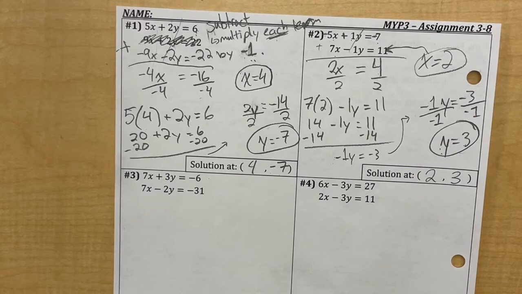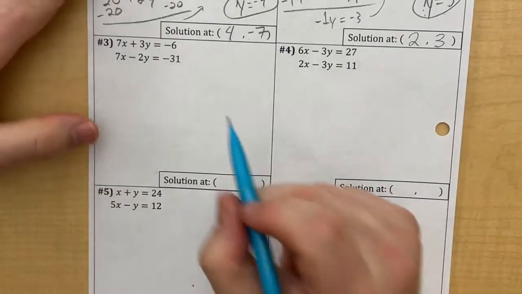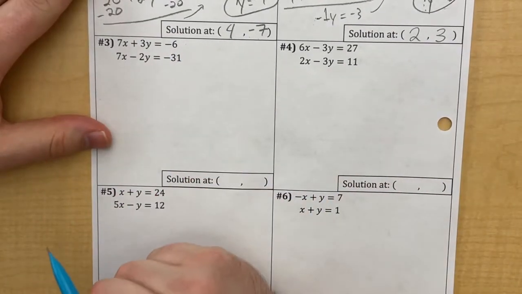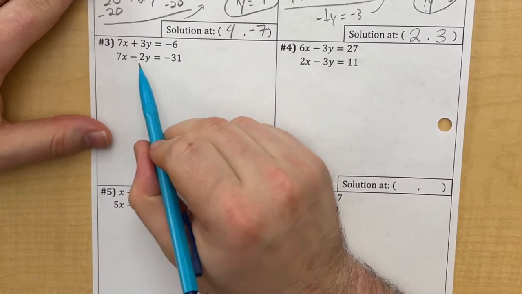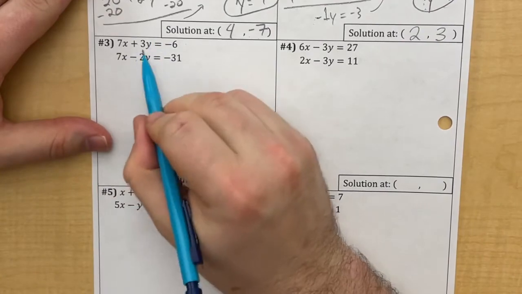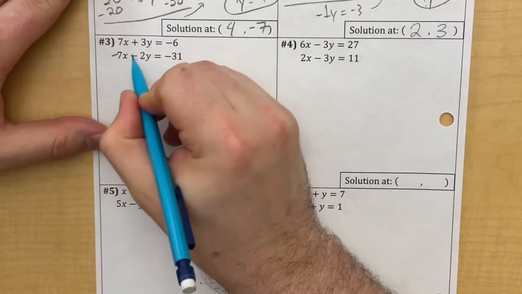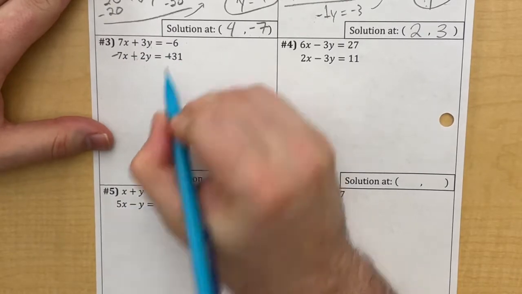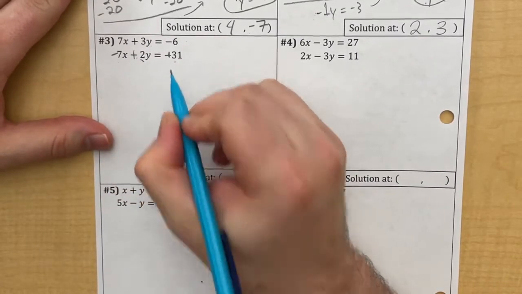All right, so moving on to number 3. Scroll up a little bit. Let's see, do I have any opposites? I have an opposite, positive and negative, with 2 and 3, but again, those wouldn't cancel out, so that means I need to do this. I can take that second equation and multiply by a negative 1 to each term. So I now have a negative 7x, positive 2y, positive 31.